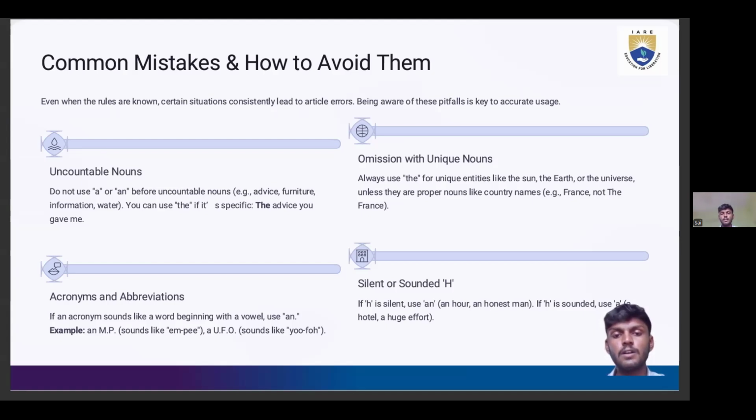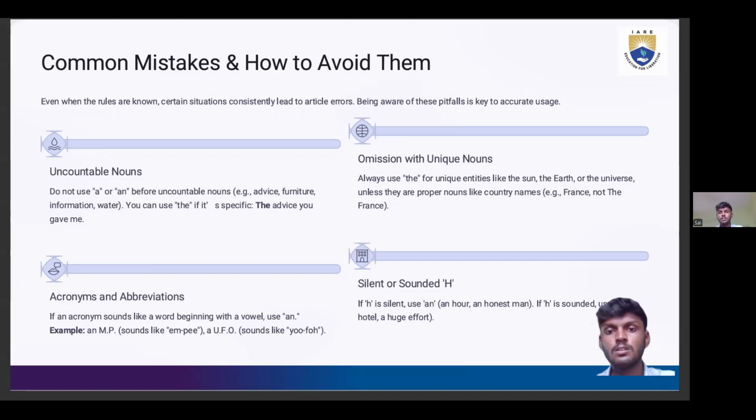Quick tips to avoid article mistakes. Ask yourself, is it specific or general? The for specific, a or an for general. Check the sound for a versus an. Avoid a and an with uncountable nouns: information, advice, water. Avoid the with general nouns. Learn the exceptions for proper nouns, rivers, oceans, etc.